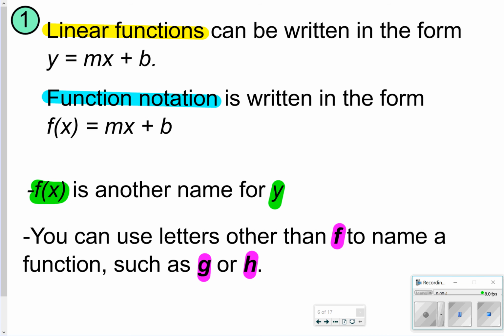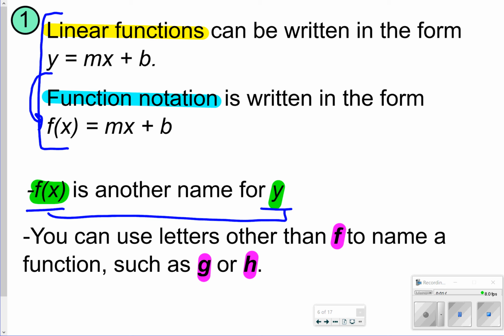Next, what we're going to do is actually write down really quickly just a representation of linear functions one more time. A linear function can be made with the equation y is equal to mx plus b. Function notation can also be doing that, except you just replace y with f of x or g of x or h of x. Okay? And f of x is just another name for y, so you're not changing anything, you just have to get used to seeing that f of x there. And again, you can use letters other than the letter f to name a function such as g or h.